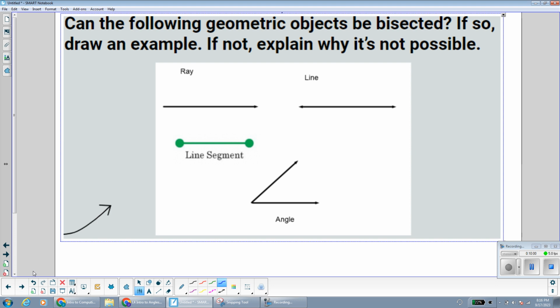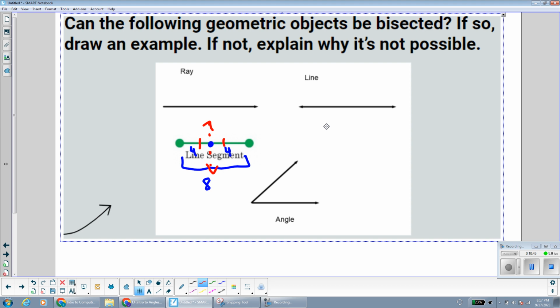Here we are being asked if each of the geometric objects can be bisected. So let's start with the line segment. We know a line segment can be bisected. We can find the midpoint. For example, if this whole line segment is 8, we can find the midpoint, the point that splits the line segment equally in half. So we can definitely bisect the line segment. If you can find the midpoint, you can bisect the line segment because a bisector needs to pass through that midpoint because it cuts it equally in half.